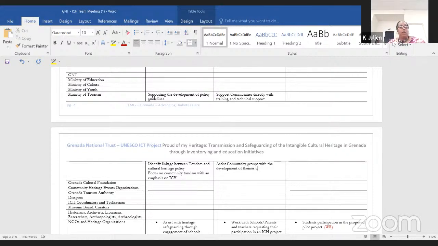And overall, the ministry would support the overall ICH process. So that is what I had in terms of practice.